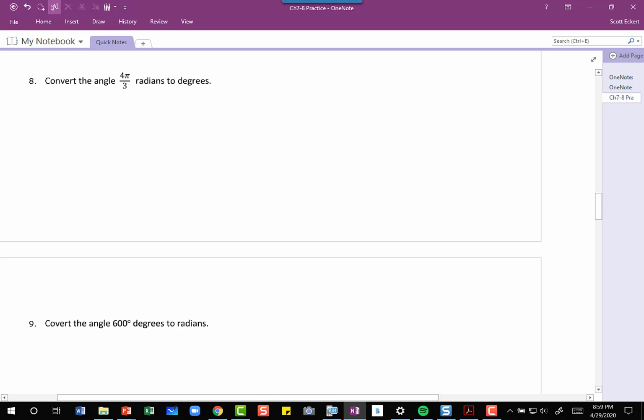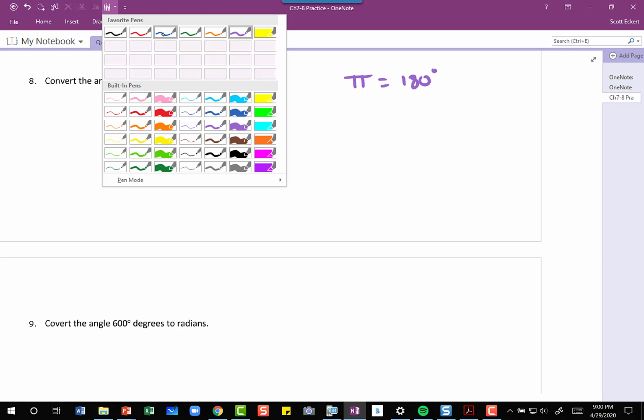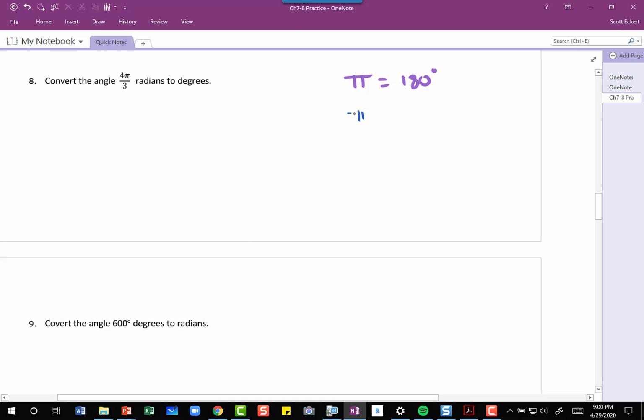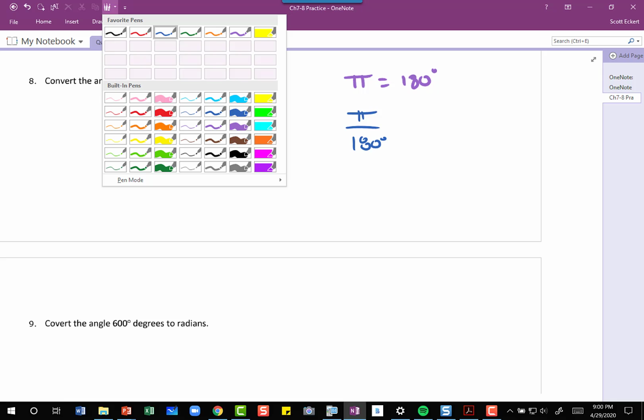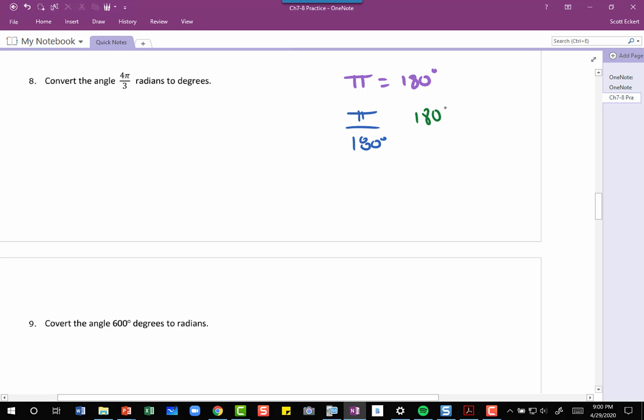Alright, another quick little one. Like I said, it starts out kind of easy, so these first few problems are very basic review problems. And so we want to turn 4 pi thirds into degrees. Now you might recall that pi equals 180 degrees. And with that we get two fractions we can make. Pi over 180. And we get another fraction we could make, 180 degrees over pi. And both of these are 1.